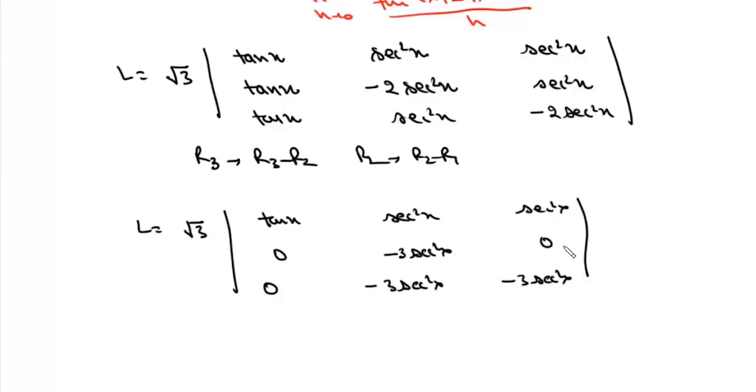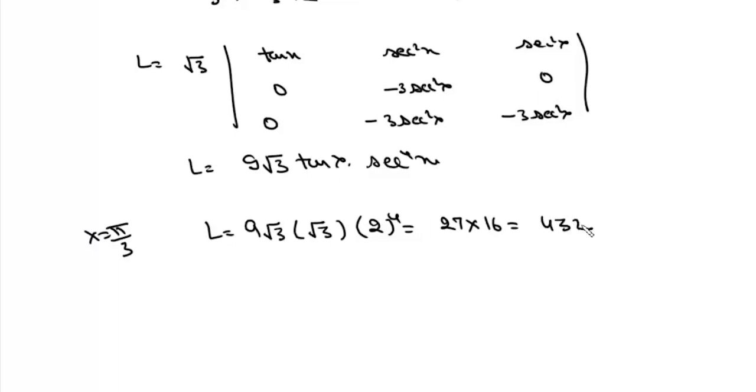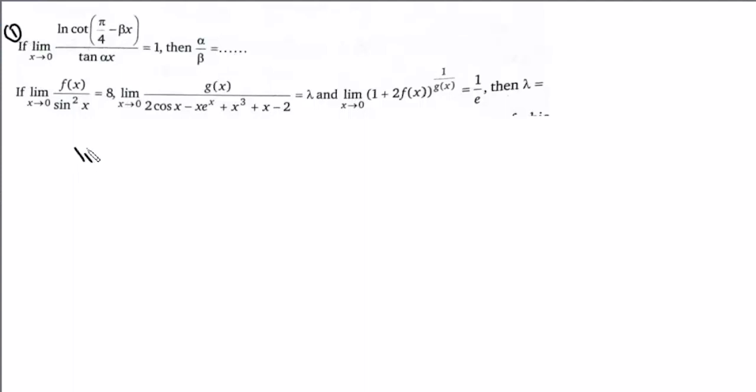So if we expand it along this first column, we'll get this as root 3 into tan x into 9 secant to the power 4 x. Now we need to find this limit when the value of x is pi by 3. So if we put x as pi by 3, this limit will be 9 root 3. Now tan pi by 3 is root 3, and secant pi by 3 is 2. So there will be 2 to the power 4. So this limit will be 27 into 16, which is 432.